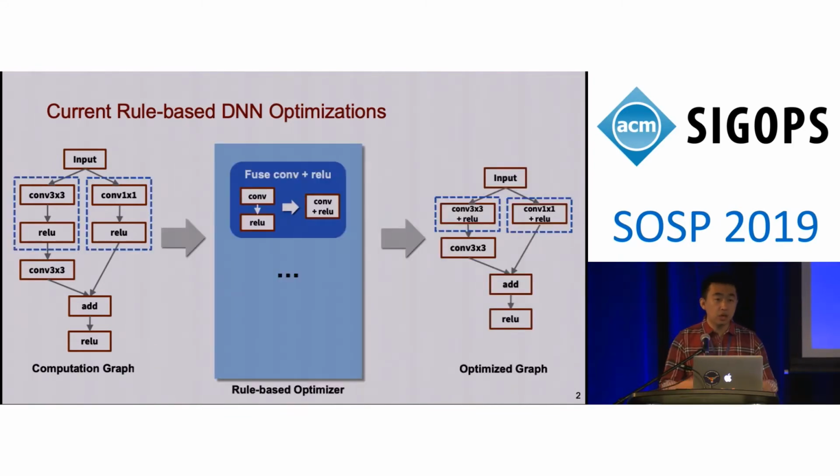Existing deep learning systems generally use a rule-based optimizer, which includes a number of manually designed rules to optimize an input computation graph. One such rule could be that you can fuse a convolution and the following ReLU into a single fused convolution plus ReLU operator. We can iteratively apply these manually designed rules on the input graph to obtain an optimized computation graph.